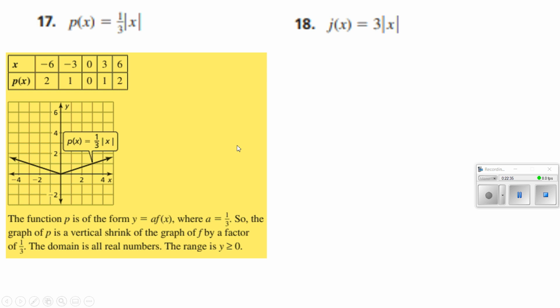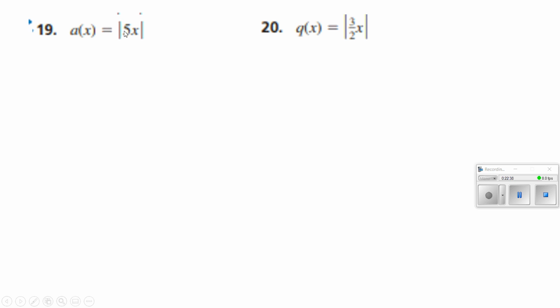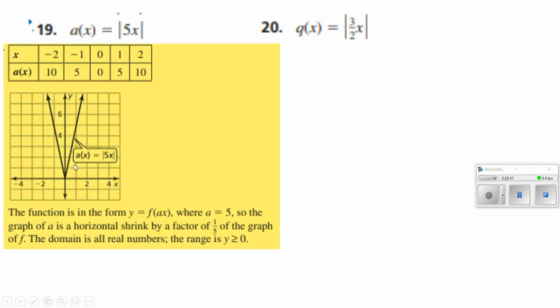All right, let's see, we've got number 19 now. This time 5 is with x, which means the only thing that I'm going to multiply would be a factor of 5 to x, okay? So in doing this, our x is actually going to be affected, right? So the function is of the form y equals f of a times x, where a is 5, so the graph is a horizontal shrink. Now horizontal means this way, right? And they're saying a horizontal shrink by a factor of 1/5 of the graph, okay?